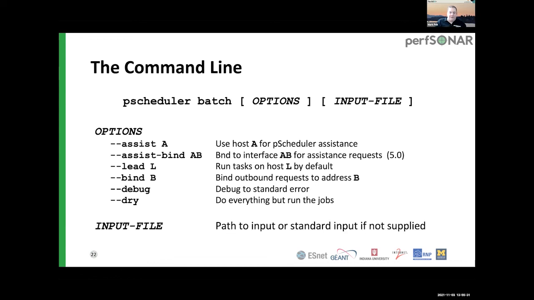And lastly is the input file, and in true Unix style, if you specify it, the batch processor will just read whatever file you specify. Or if you don't specify anything, it'll just take its input off of standard input, and it becomes a filter.